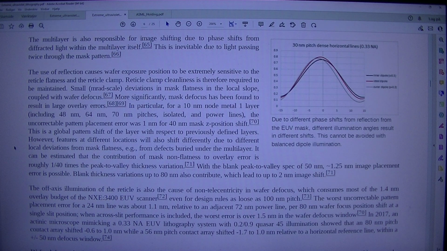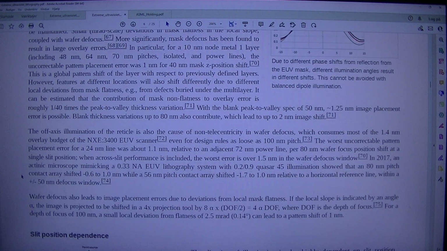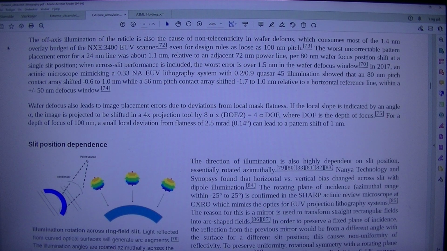It can be estimated that the contribution of mask non-flatness to overlay error is roughly 1/40 times the peak-to-valley thickness variation. 71. With the blank peak-to-valley spec of 50 nm, 1.25 nm image placement error is possible. Blank thickness variations up to 80 nm also contribute, which lead to up to 2 nm image shift. 71. The off-axis illumination of the reticle is also the cause of non-telecentricity in wafer defocus, which consumes most of the 1.4 nm overlay budget of the NXE 3400 EUV scanner.